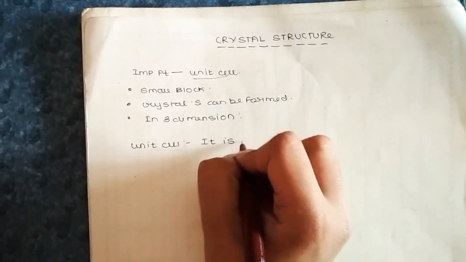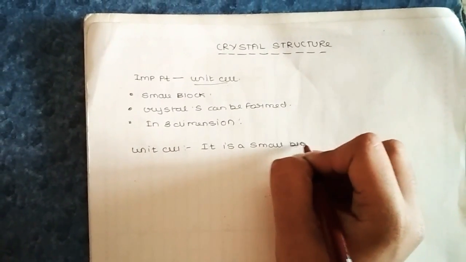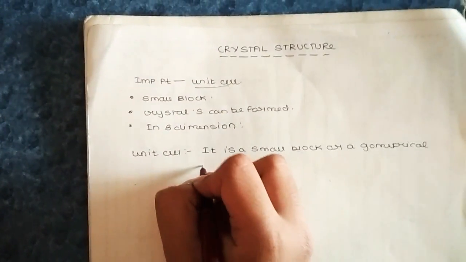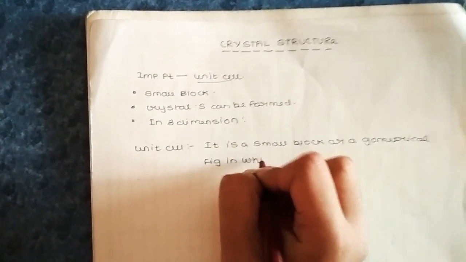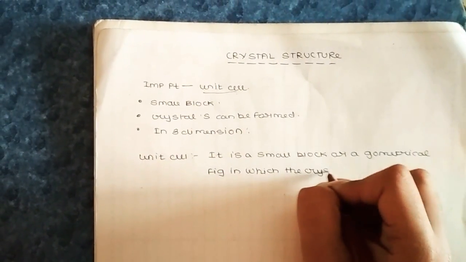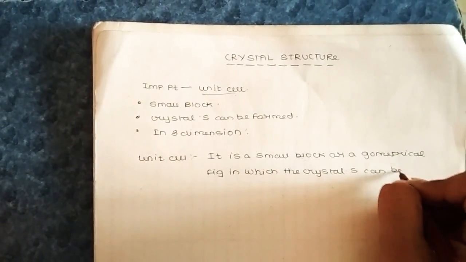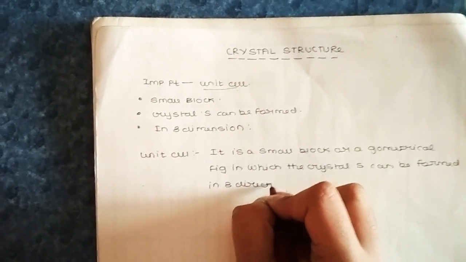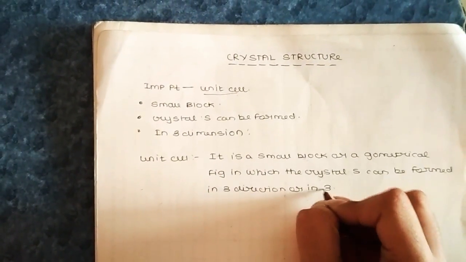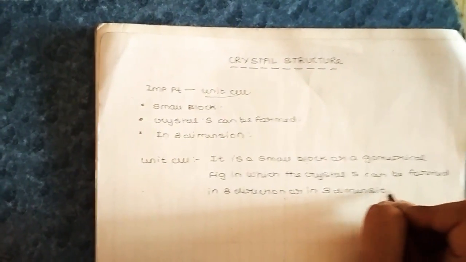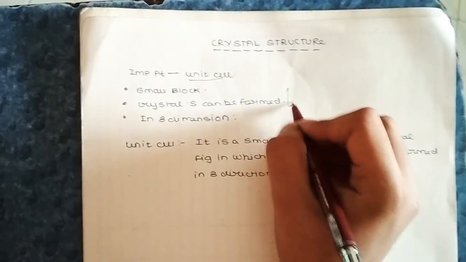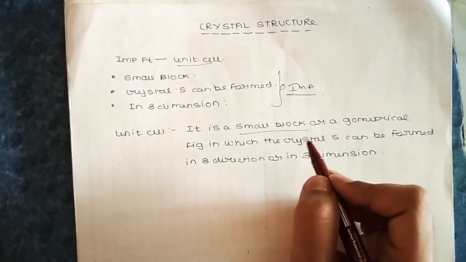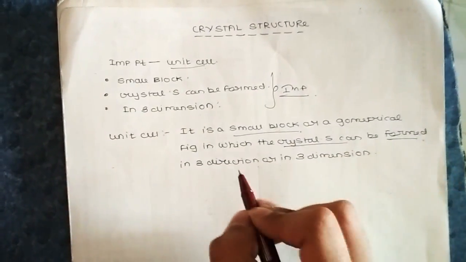it is a small block or a geometrical figure in which the crystal structure can be formed in three directions or in three dimensions. Now we have covered these three important points in this one definition. It is a small block or a geometrical figure in which the crystal structure can be formed in three dimensions.